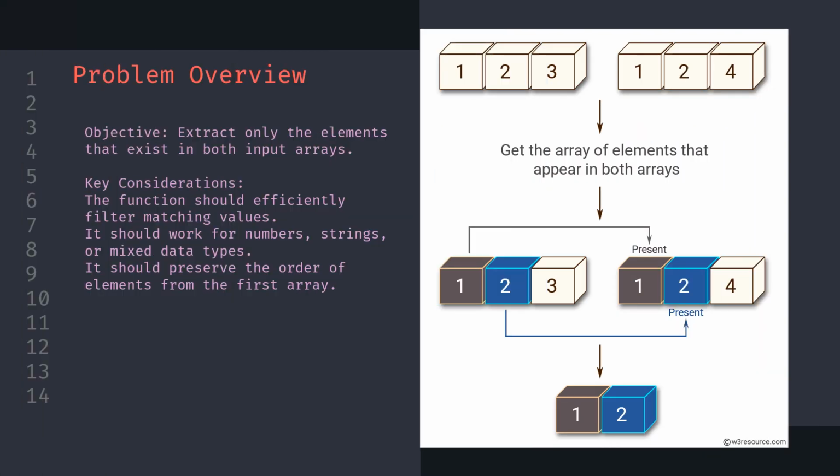The goal of this program is to find elements that exist in both arrays. The function should work for different data types, such as numbers, strings, or even mixed values. The order of elements in the output should be consistent with their occurrence in the first array.